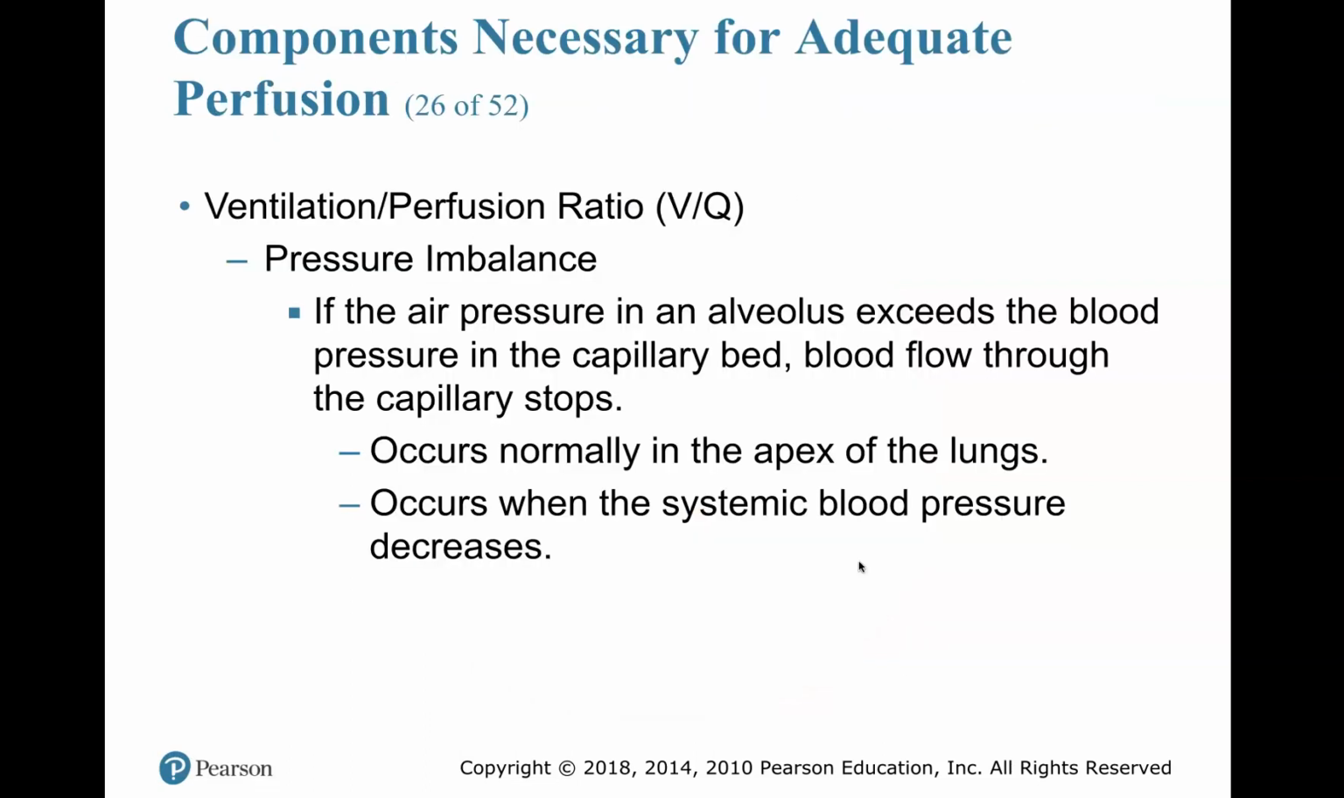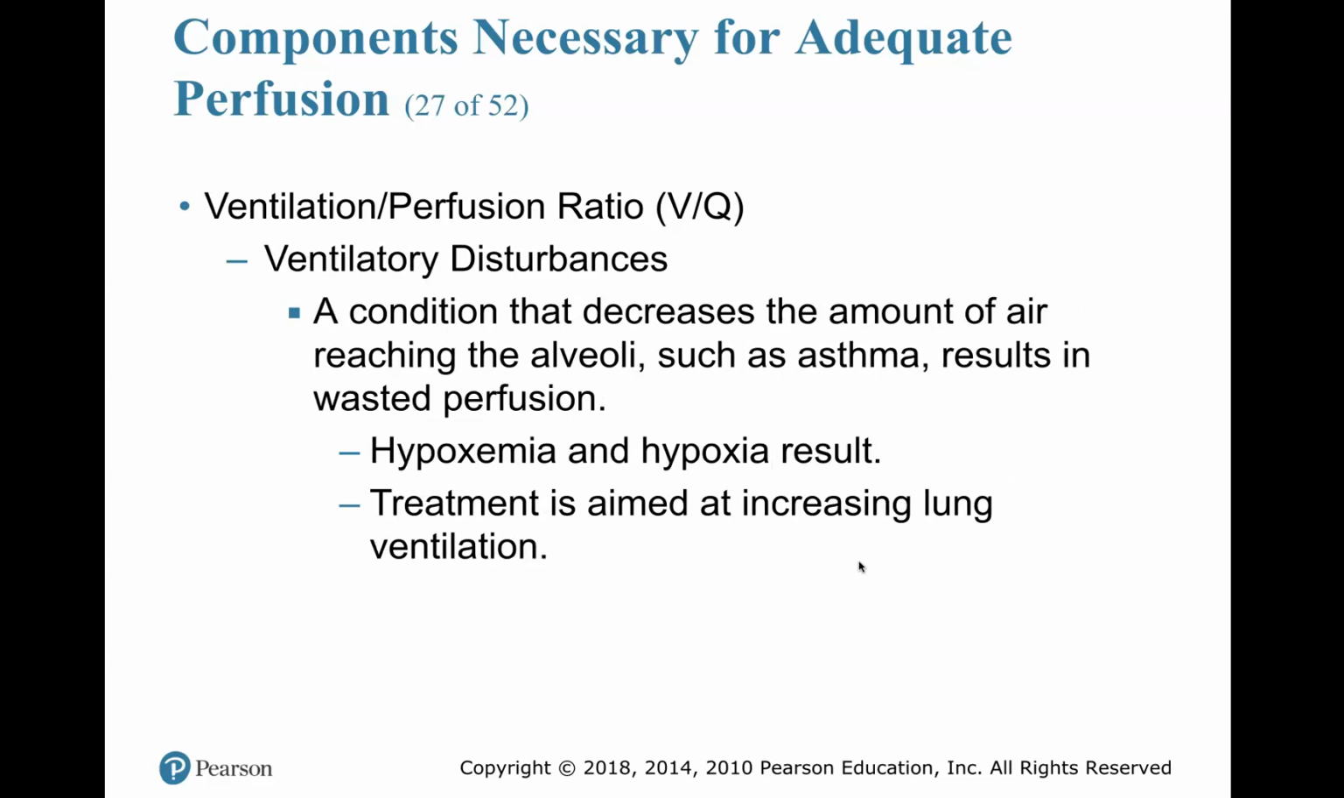Pressure imbalance. If the air pressure in the alveolus exceeds the blood pressure in the capillary bed, blood flow through the capillary stops, pinches it off. It occurs normally in the apex of the lungs. It occurs when the systemic blood pressure decreases. Ventilatory disturbances, a condition that decreases the amount of air reaching the alveoli, such as asthma, result in wasted perfusion. Hypoxemia and hypoxia result. Treatment is aimed at increasing lung ventilation.